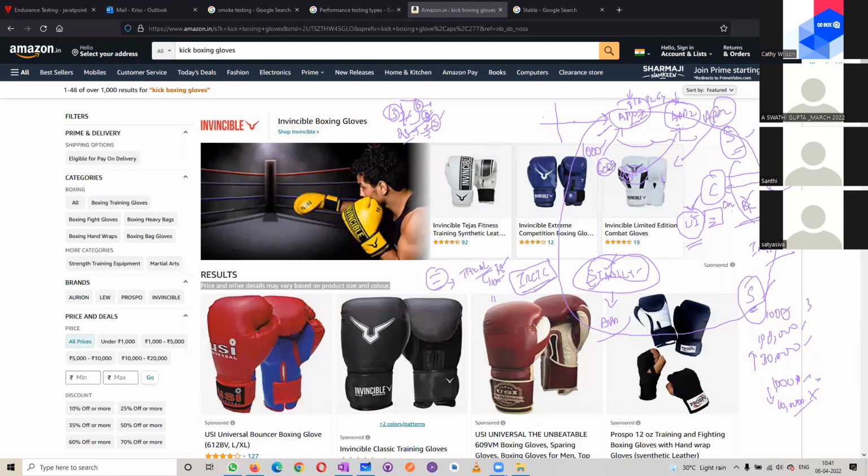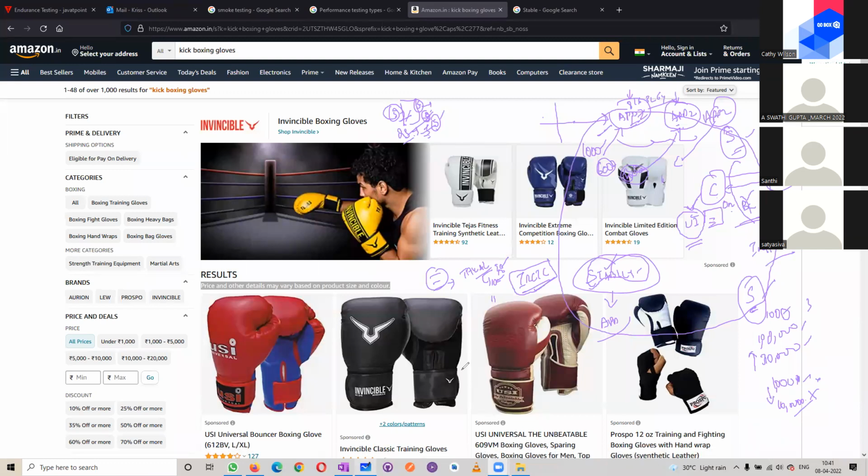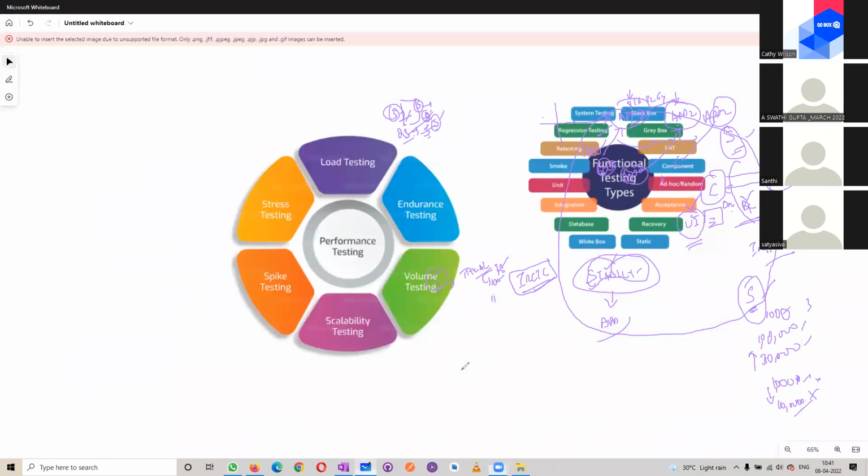Coming back here, I don't want to deviate, so I wanted to come back. This is what is called performance testing. Performance testing measures these three S's for an application: the speed, stability, and scalability of an application.